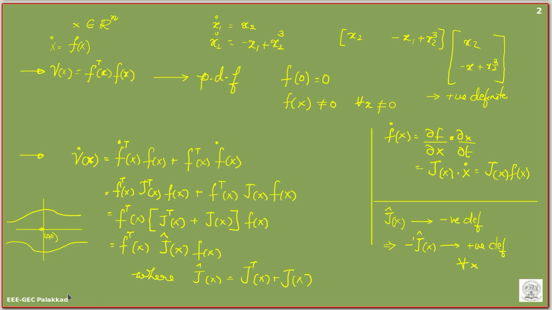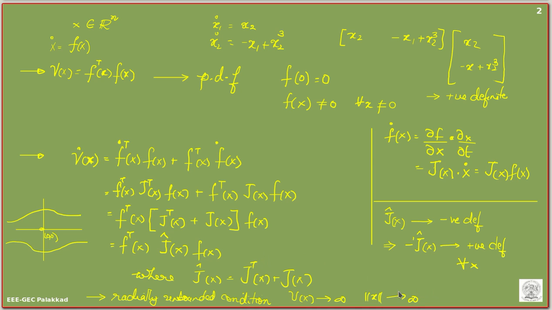For that, we need another condition, called the radially unbounded condition, which we had seen previously also. What does it say? We have to check whether V of x tends to infinity as the norm of x tends to infinity. Then we can say that it is radially unbounded, and this whole system is asymptotically stable in the large, or globally asymptotically stable. So this is Krasovskii's theorem.